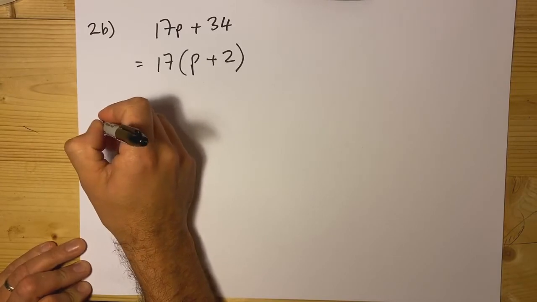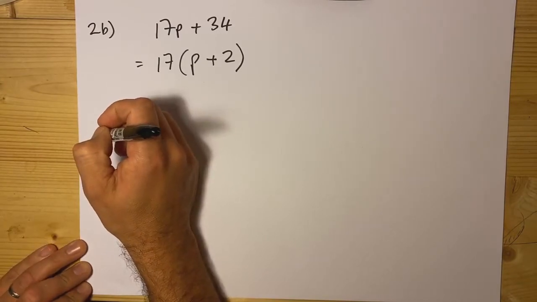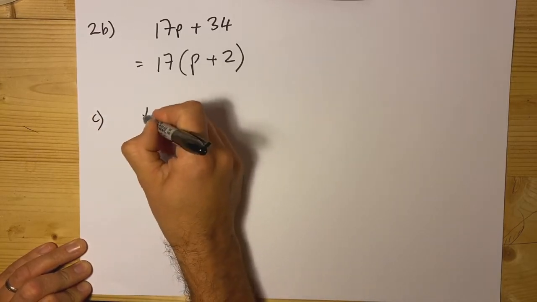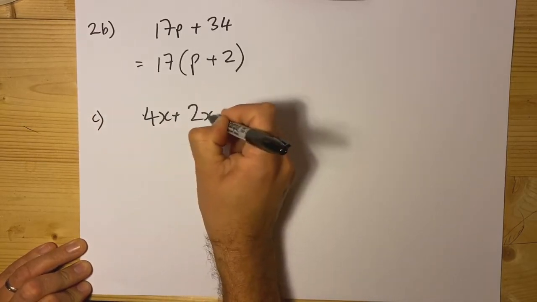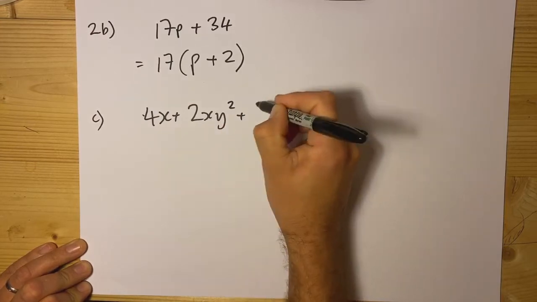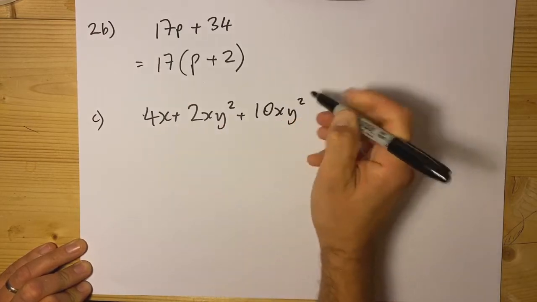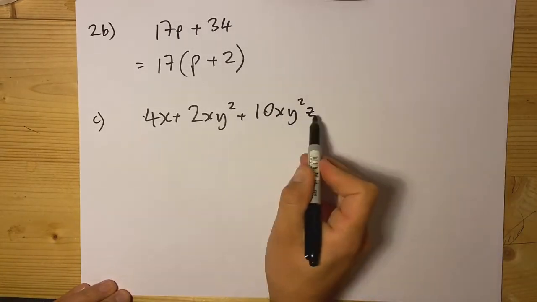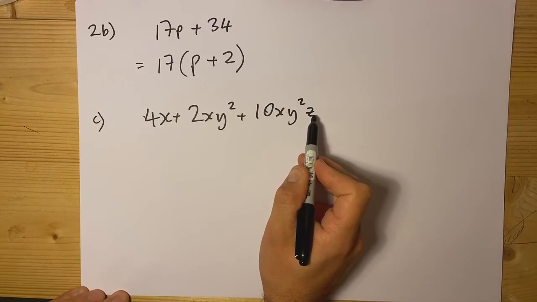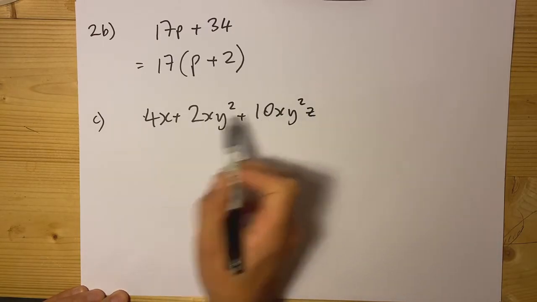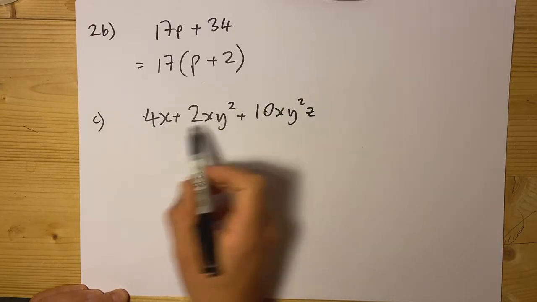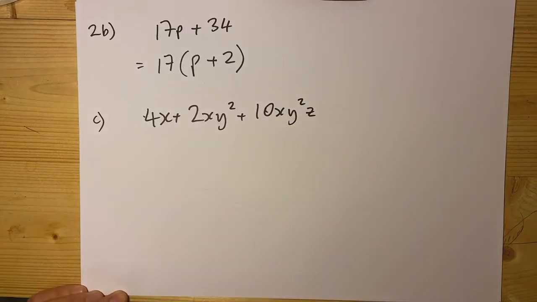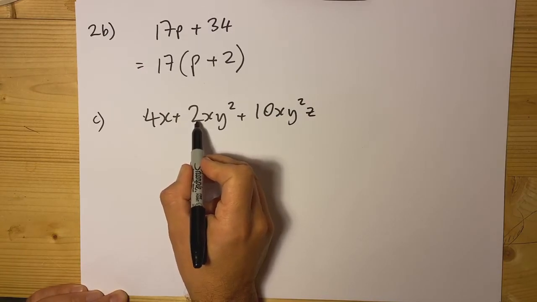Let's just try one that was a bit more complicated. Let's have a look at question 2c. So that one is 4x plus 2xy squared plus 10xy squared z. Okay, so looking through this, we can see some common factors here. We've got all even numbers, so they're all going to have a common factor of 2. We can't go any higher because 4 won't go into 2, and 4 doesn't really go into 10, or at least not with a whole number.